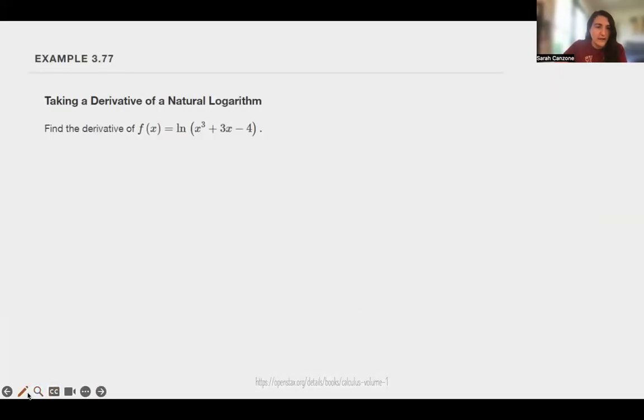So let's take a look at an example. All right, so it says f of x is the natural log of x cubed plus 3x minus 4. This is why we don't want to look at the first way, because if you look at the first way and you forget that x represents some general x, then you might say that the derivative of this is maybe 1 over just this value right here, instead of multiplying by the derivative of this and actually using the chain rule like we're supposed to.